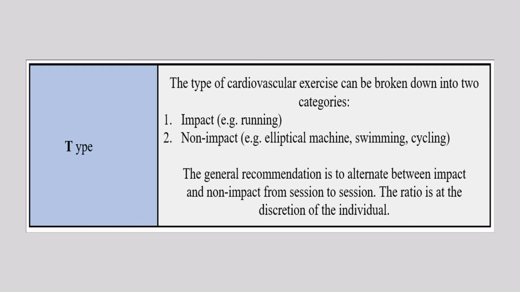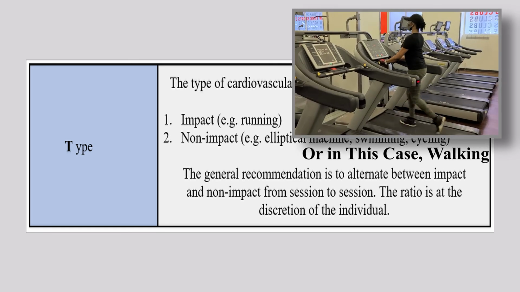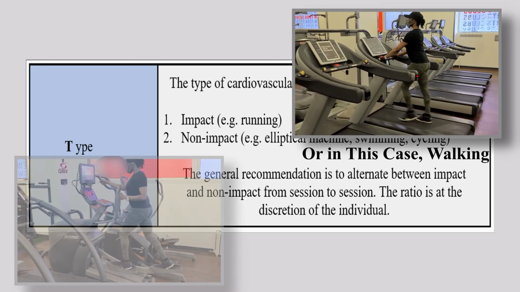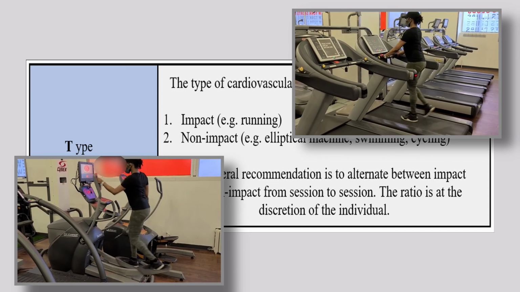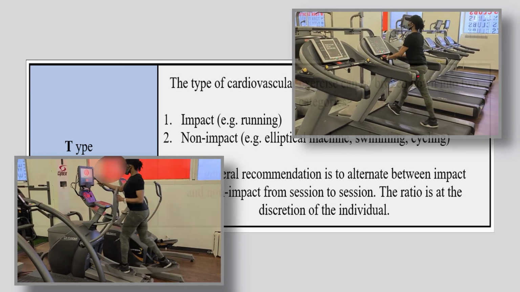So that pretty much covers what you need to know for intensity. What's left is type and progression. When it comes to type, the main thing to know is that it falls into one of two categories. There's impact or non-impact. Impact just means that your joints are being impacted, such as in jogging or running or sprinting. And non-impact means that your joints are not being impacted, such as with an elliptical machine, swimming, or cycling.